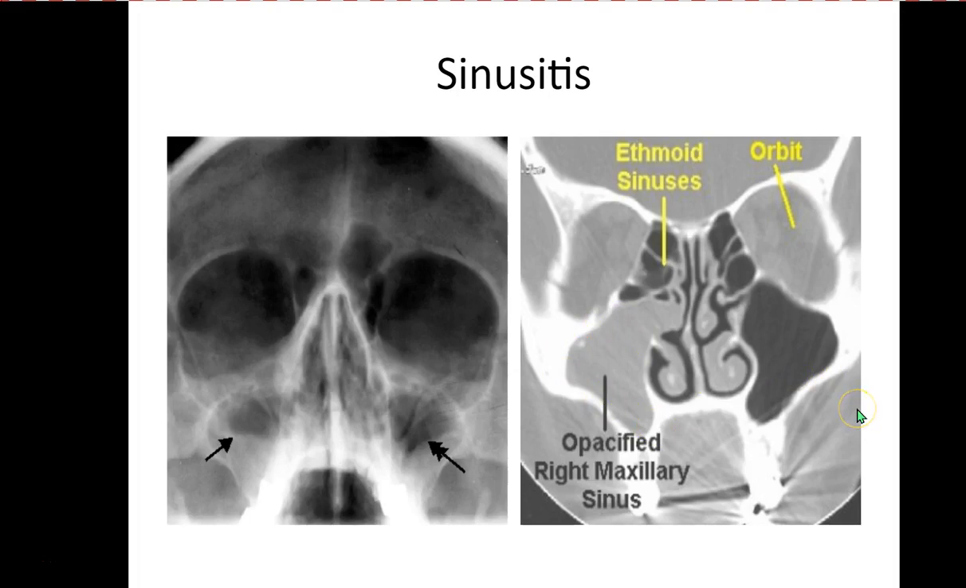So a normal maxillary sinus looks like this. The black represents air. The right maxillary sinus looks gray. That is all sinus fluid filling that entire maxillary sinus. So that patient certainly is complaining of congestion, perhaps a runny nose, and maybe even pain over the area of that right maxilla.